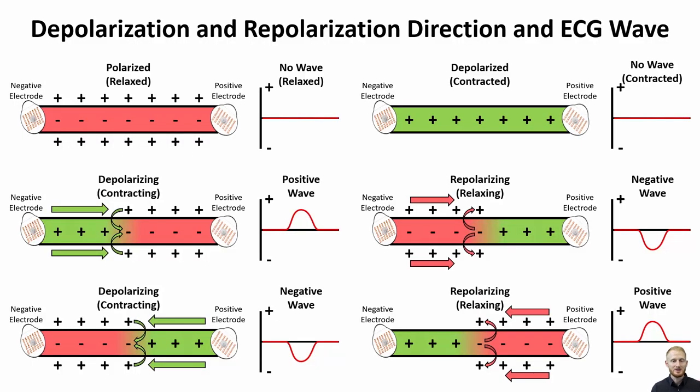Let's combine the ideas of depolarization and repolarization and electrolytes flowing in and out with what you'll see on an ECG. So essentially here we have some simplified diagrams. Imagine each of these tube-like structures as a muscle cell in the heart. So a single myocyte or a single muscle cell. And we have an electrode on one side and another electrode on the other side.